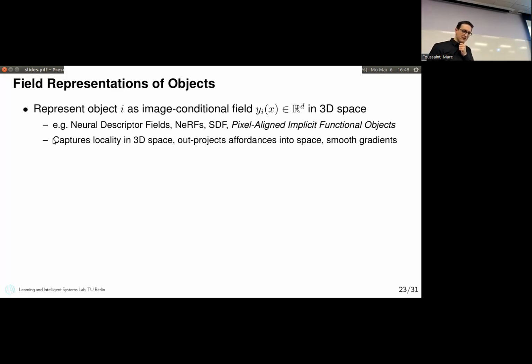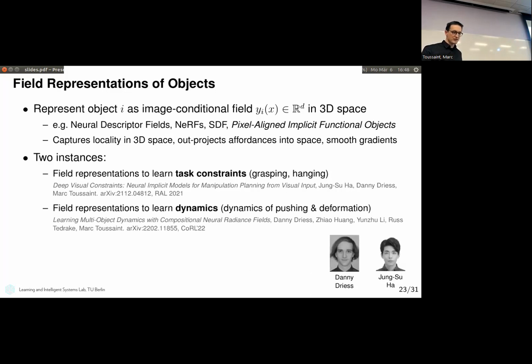This kind of field is 3D embedded, so it does represent the notion that objects have localities, and that objects only interact when they're actually close and local, and the fields overlap. But it's abstract and learnable. The idea then is, there are 2 instances. Danny Driess was leading quite some work on that, also Chang-Soo Ha, a postdoc of mine. And I'm mostly going to talk about this one here, where based on these fields, we learn task constraints.